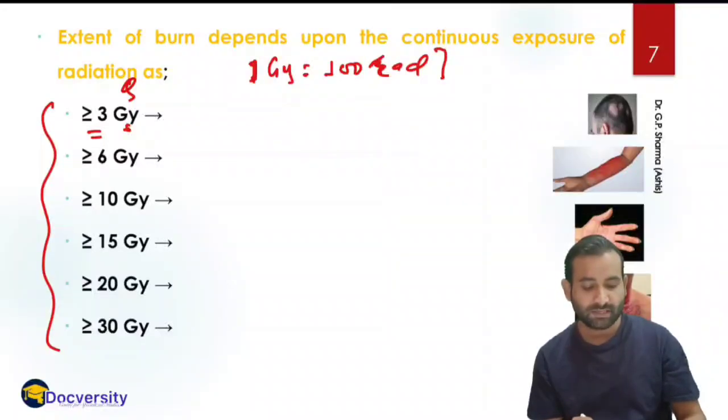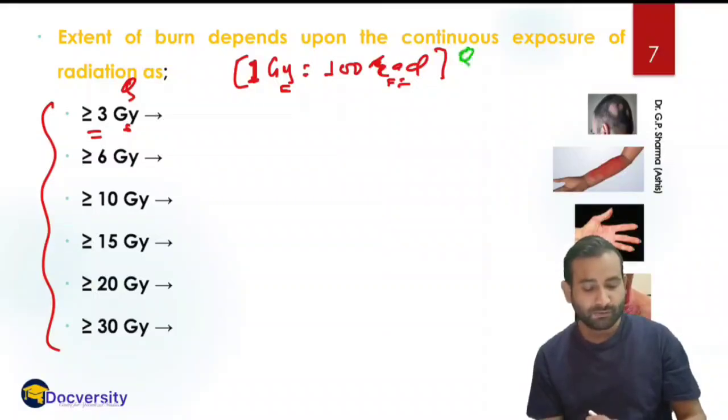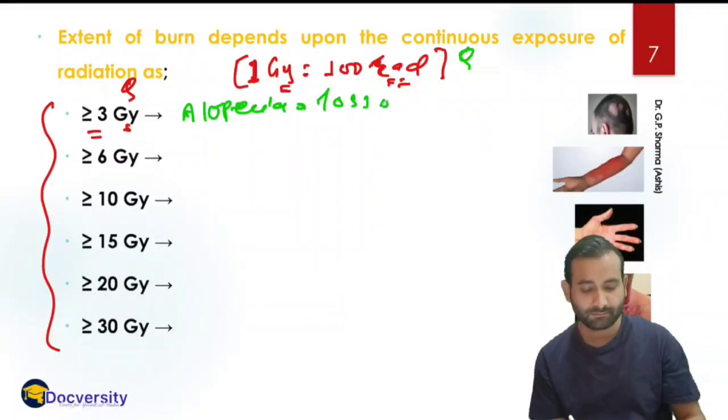So these are the units of the radiation energy, and 1 gray is equivalent to how much? 100 rad. So these are the questions in the exam, please remember. If we are exposed to more than 3 gray, it will produce alopecia. Alopecia means you can see the loss of hair. If you are exposed to more than 6 gray, then it produces erythema.